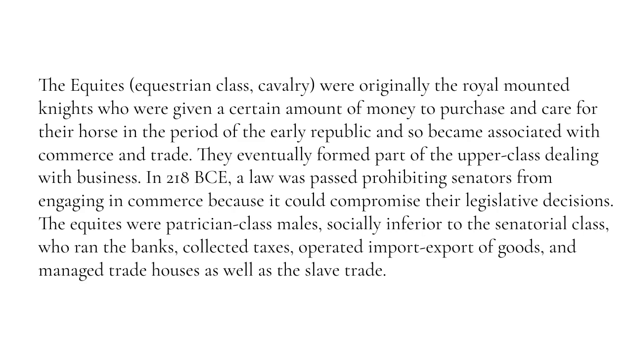The equites, equestrian class, cavalry, were originally the royal mounted knights who were given a certain amount of money to purchase and care for their horse in the period of the early republic and so became associated with commerce and trade. They eventually formed part of the upper class dealing with business. In 218 BCE, a law was passed prohibiting senators from engaging in commerce because it could compromise their legislative decisions. The equites were patrician class males, socially inferior to the senatorial class, who ran the banks, collected taxes, operated import-export of goods, and managed trade houses as well as the slave trade.